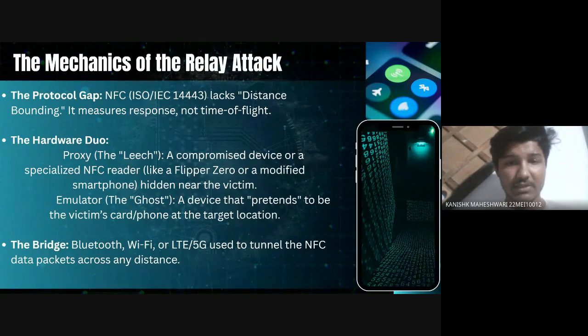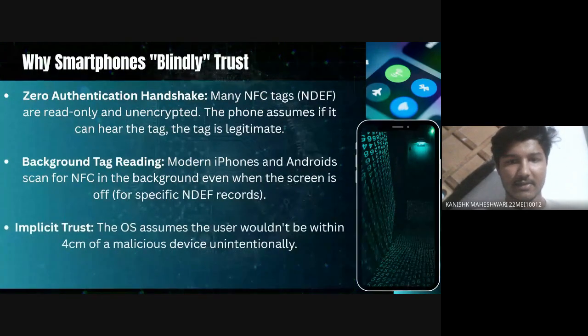Finally, we have the bridge. This is the networking component that makes the attack wireless over long distances. The leech and the ghost use Bluetooth, Wi-Fi, or even 5G to tunnel those NFC data packets. They create a digital wormhole, allowing an attacker to tap a card in London and have the payment processed in New York in milliseconds. So in the next slide, we will see why smartphones blindly trust.